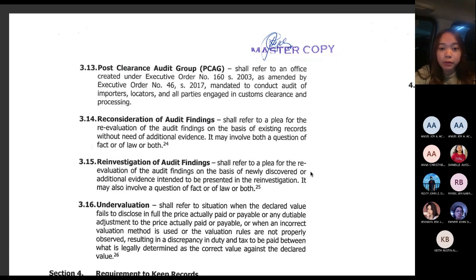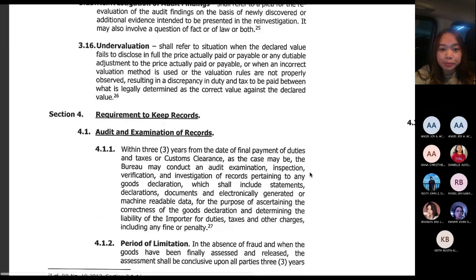It may also involve a question of fact or of law or both. 3.16 Undervaluation shall refer to a situation when the declared value fails to disclose in full the price actually paid or payable, or any dutiable adjustment to the price actually paid or payable, or when an incorrect valuation method is used or the valuation rules are not properly observed, resulting in a discrepancy in duty and tax to be paid between what is legally determined as the correct value against the declared value.